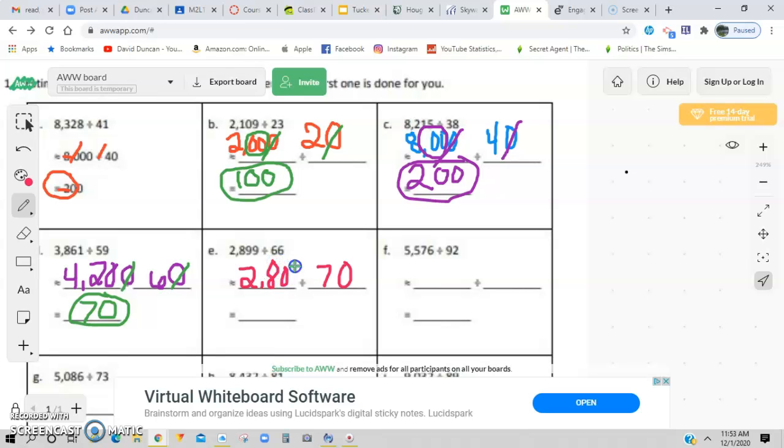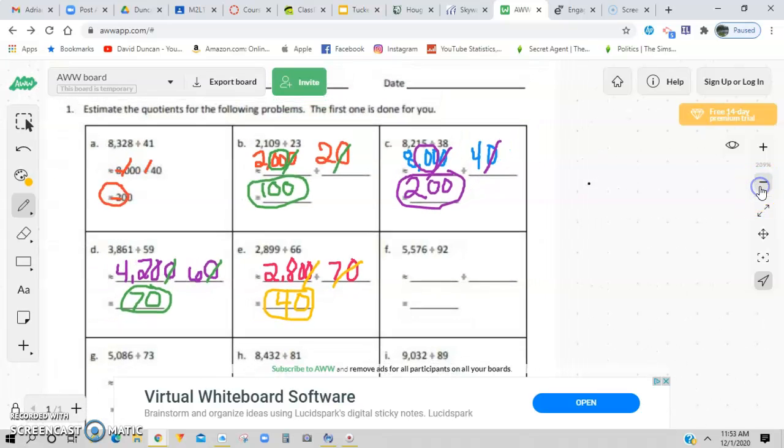Okay. Now I'm going to change the color. I'm going to cross out the zeros that they share. 7 can go into 28 4 times. There's 1 zero left in the problem, 1 zero in the answer. So my quotient is going to be 40.